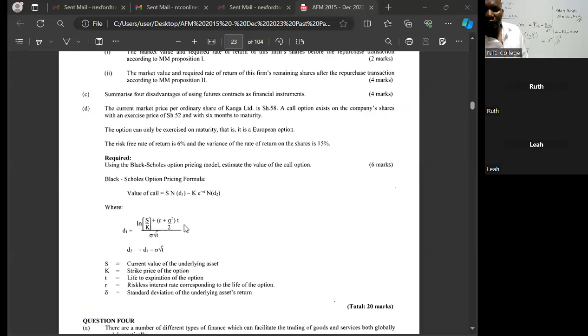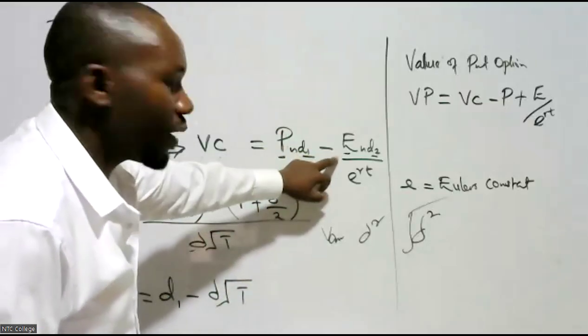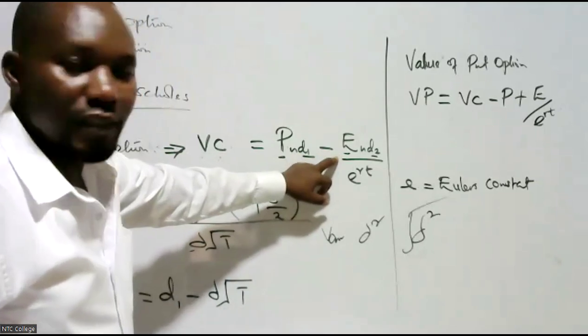You see, like here, they're giving you the formula. So the examiner will tell you. Now, instead of P, they call it S, ND1. Instead of E, they call it K. So that is how it looks like. Now, you can see this one is K, then E, R, T, ND2.